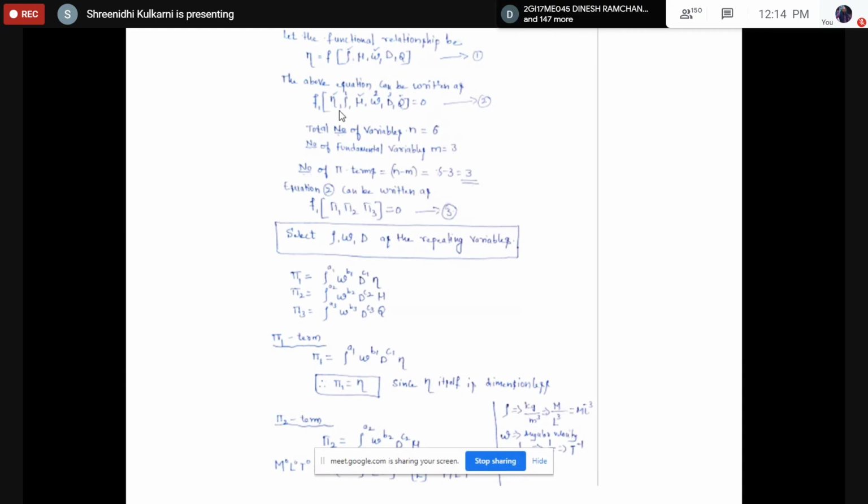See, for example, I am going to consider discharge. What is the unit for discharge? I can write it as area into velocity. Area is in meter square, and velocity is in meter per second. So finally I can write this in meter cube per second. But while solving in dimensional analysis, everything should be in the form of M, L, T.